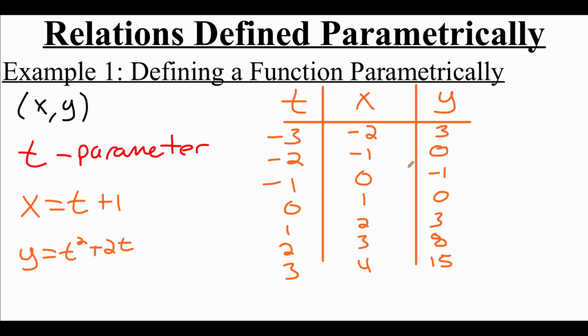Now these do still create ordered pairs because we have an x and a y value. So here where we have -2 and 3, that really represents the ordered pair (-2, 3). And if we work our way down the line, the (-1, 0) would be the next point, and we can go and build all of these ordered pairs based on the information from our table.